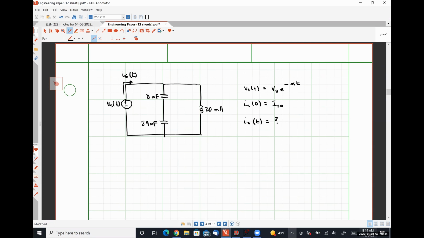This seems to be a relatively straightforward problem, but it can be a little difficult, okay? So the first thing that I would do in approaching this problem is I would combine those two capacitors in series into a single capacitance. So if we have an 8 millifarad capacitor in series with a 24 millifarad capacitor, what's that going to look like?